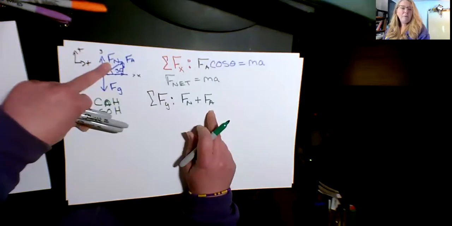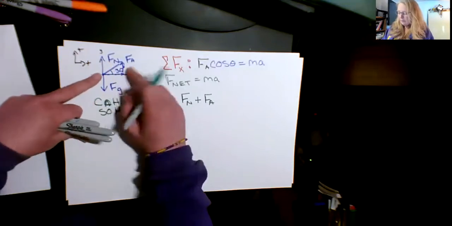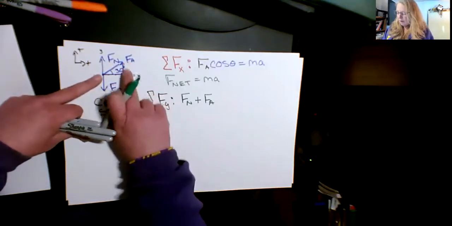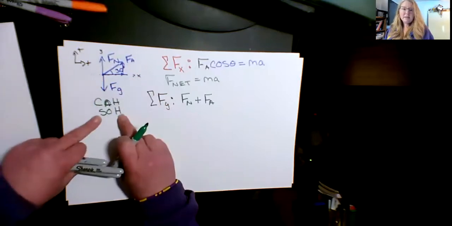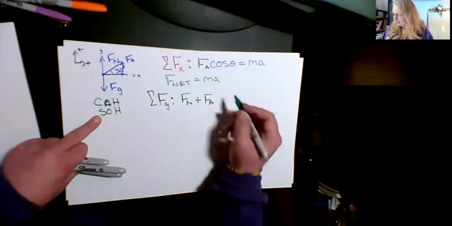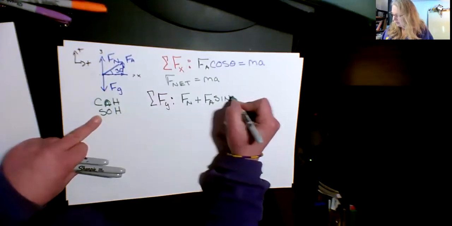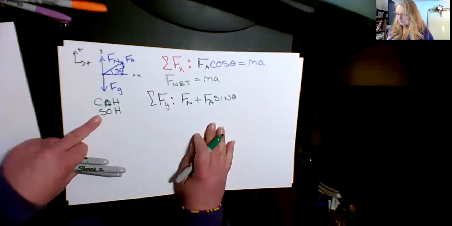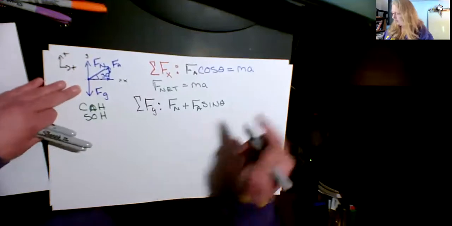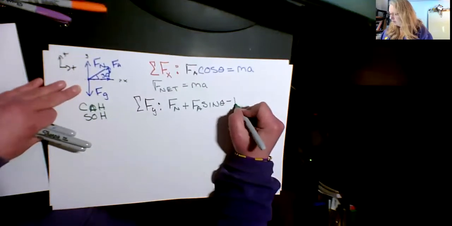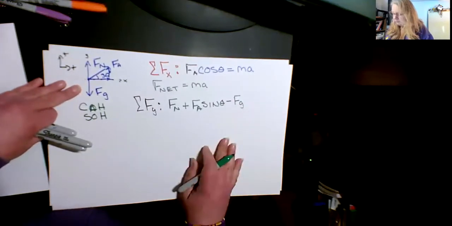And now I want the y component of that force applied. So look at this, the y component is the opposite side. So that is my sine function. So it's going to be the force applied times sine of my angle. Those are my two upward forces. Now I'm going to subtract this downward force. So minus the force of gravity.